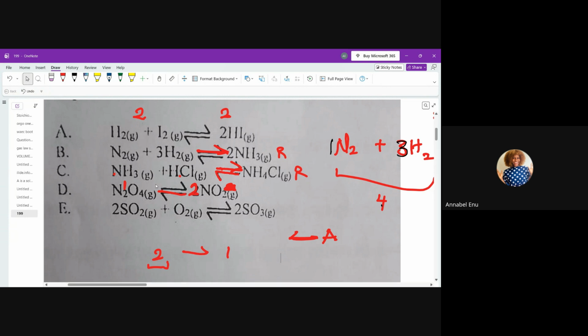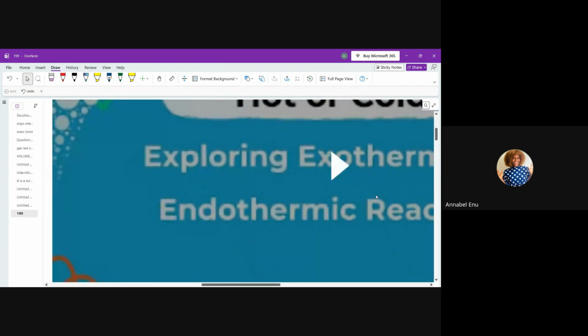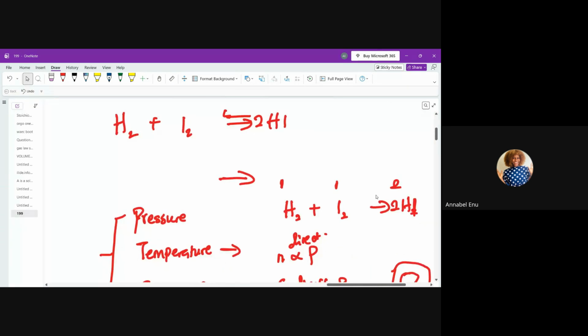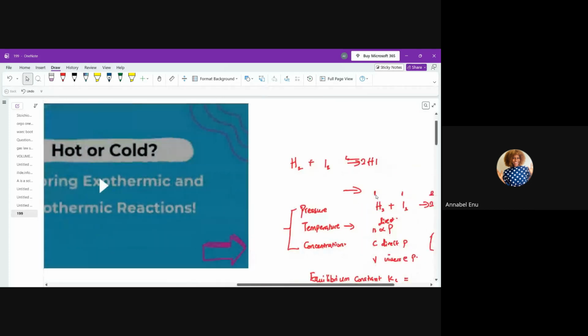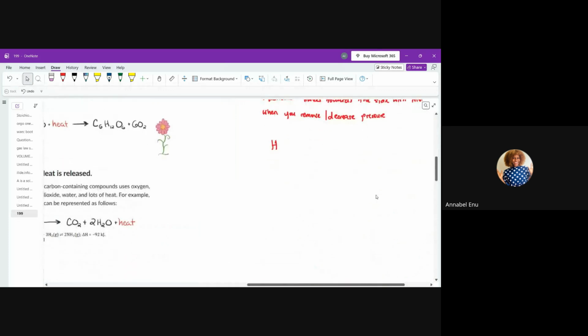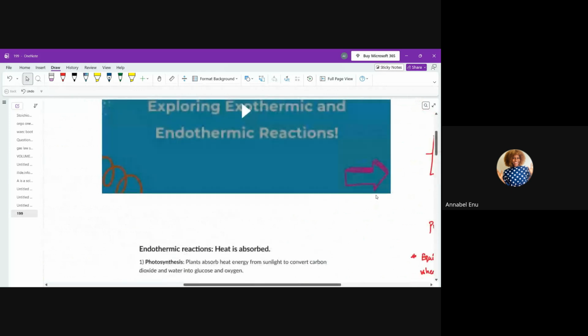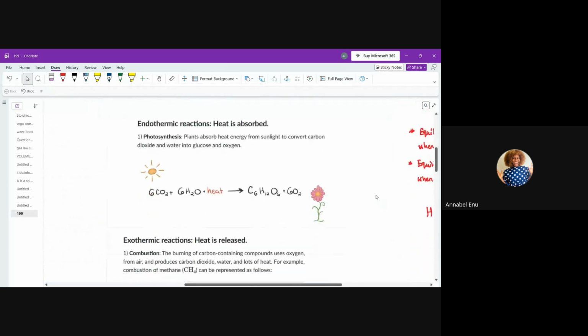Now, how about temperature? When we're dealing with temperature, we're considering two aspects of temperature. So we have endothermic and exothermic reaction process. We'll talk about temperature. Now, I have a video, but we don't have the time to be watching this video. So in essence, endothermic simply has to do with absorbing heat, and exothermic has to do with releasing heat.